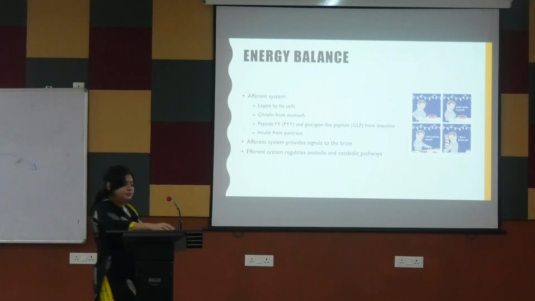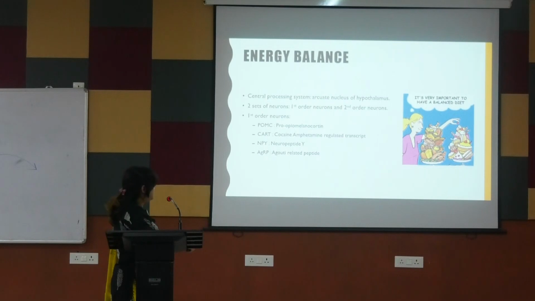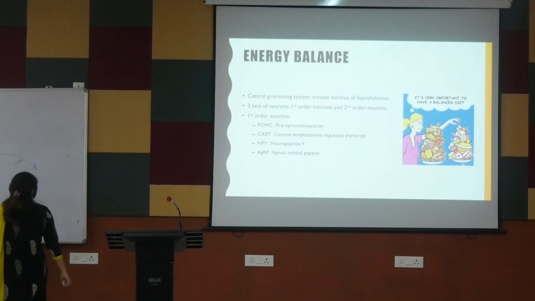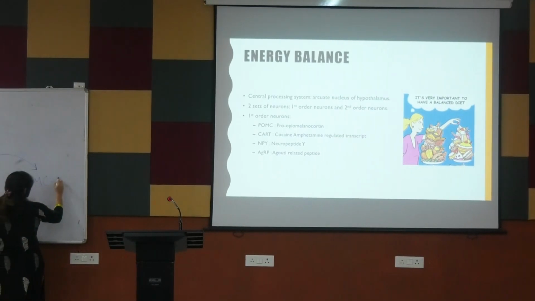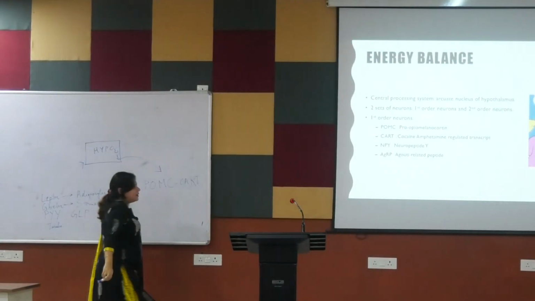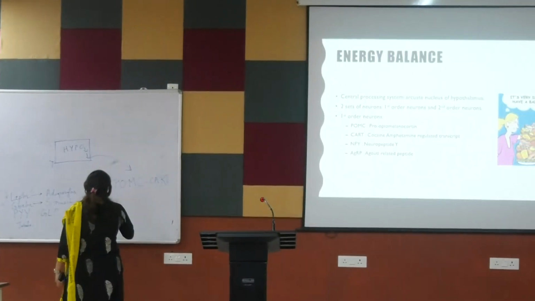Next, the central processing system is in the arcuate nucleus of the hypothalamus, and there are two sets of neurons, the first order neurons and the second order neurons. What are the first order neurons? POMC CART pathway, this is one first order neuron. And what else?